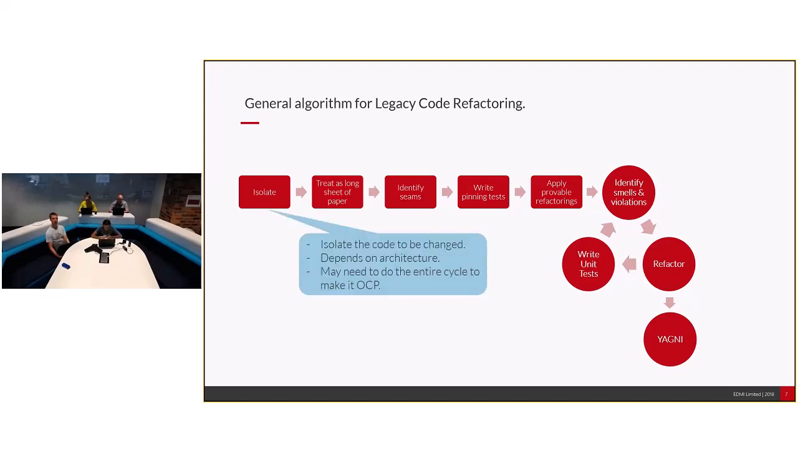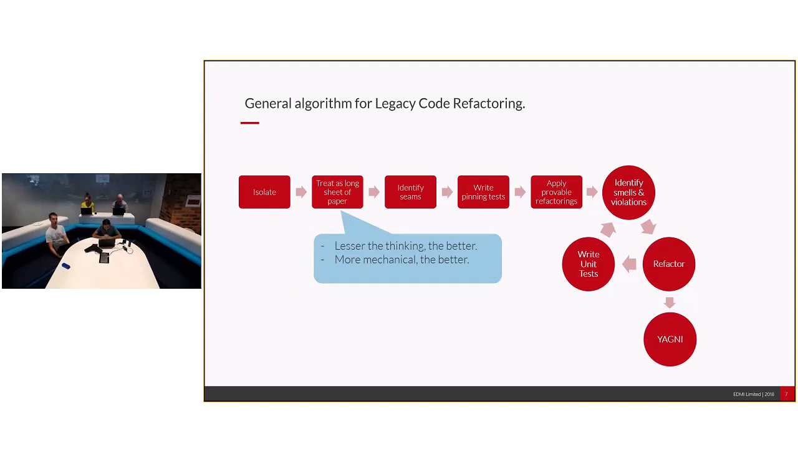So this is where we isolate the code to be changed. Again, this depends on our architecture. This is where a person with a global view of the system will need to come and help you out. Even if you isolate in a wrong place, then you have probably caused more damage than you're trying to resolve. So this is very context dependent and very architecture dependent, and sometimes you may need to make the entire code base open-closed principle compliant, for which you might have to go through this loop once anyway. So the demo that I will show, we will do exactly that.